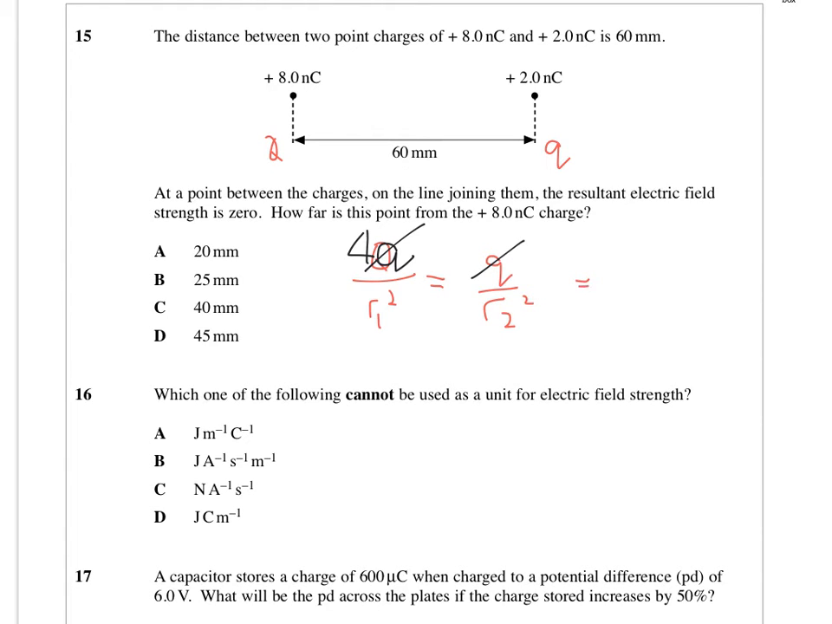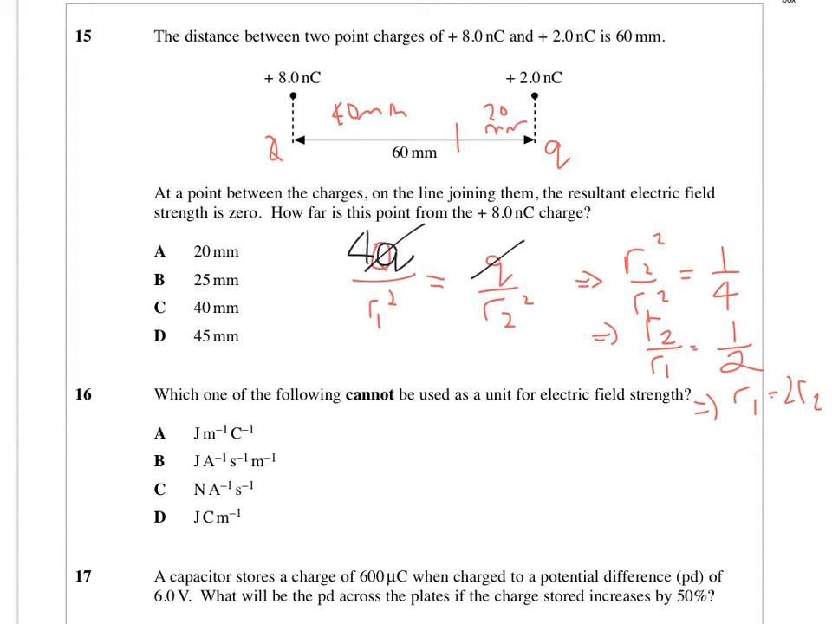So essentially what you'd end up with is the ratio of r2 squared over r1 squared is equal to 1 over 4. So then r2 divided by r1 is a half. So essentially, if we rearrange this, more usefully, r1 is twice r2. So we're going to have a point here where this one would be 40 millimeters and this one would be 20.